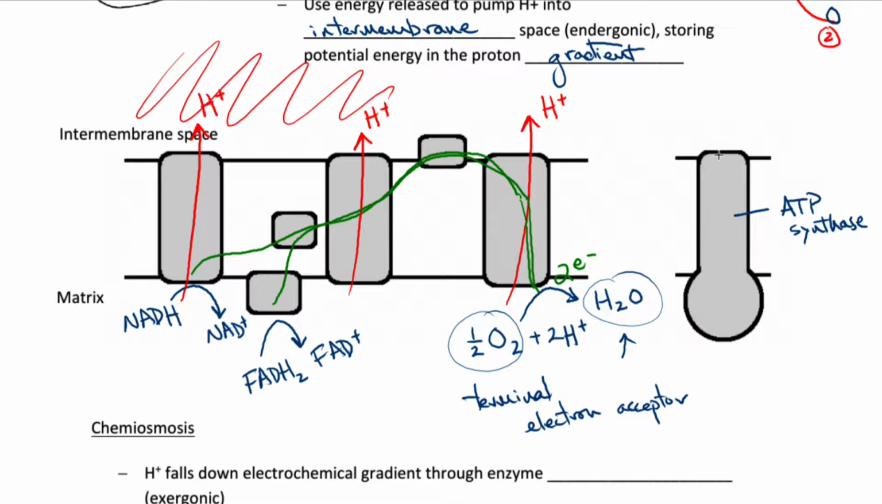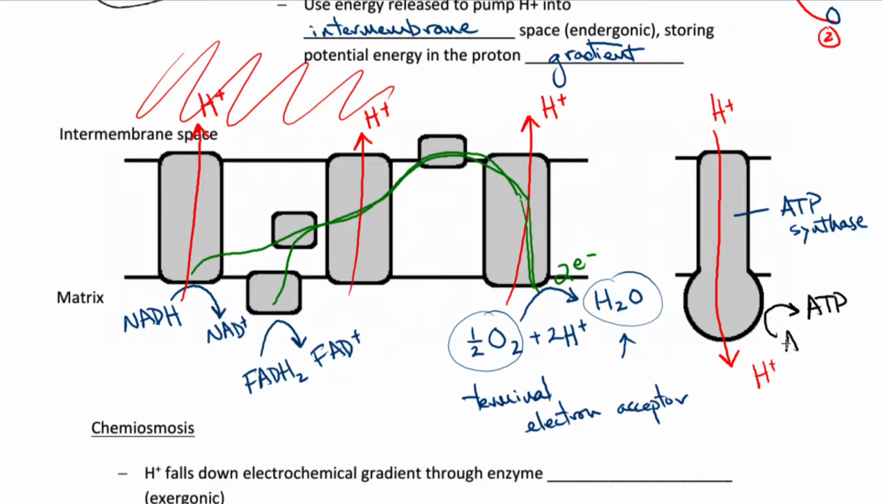And where they're allowed to is through this ATP synthase enzyme, which has a channel in it that allows the protons to fall back down their electrochemical gradient, electro because of the repulsion and chemical because of the concentration gradient. So they fall back down their electrochemical gradient back into the matrix, and in so doing, they release energy. And when they release energy, that energy is used to make ATP.